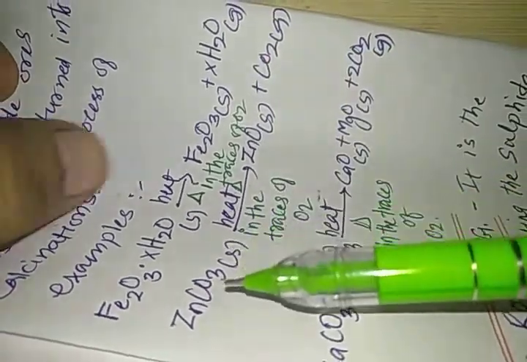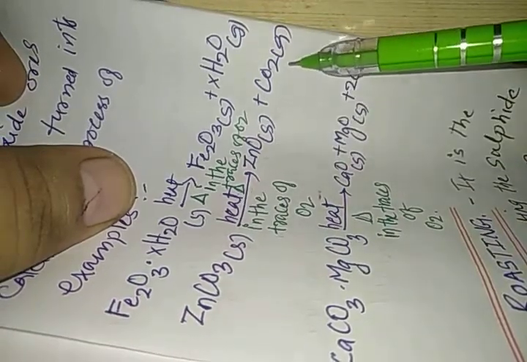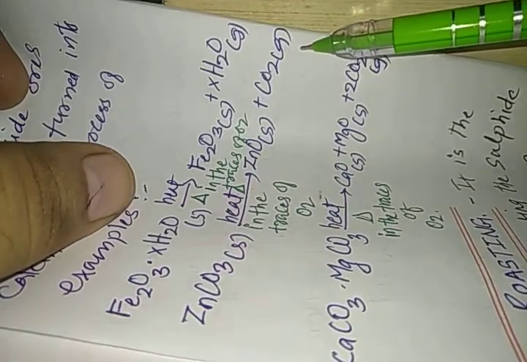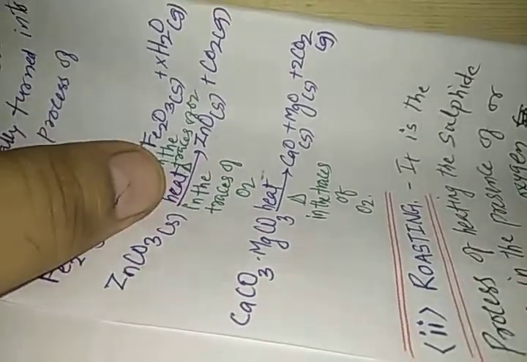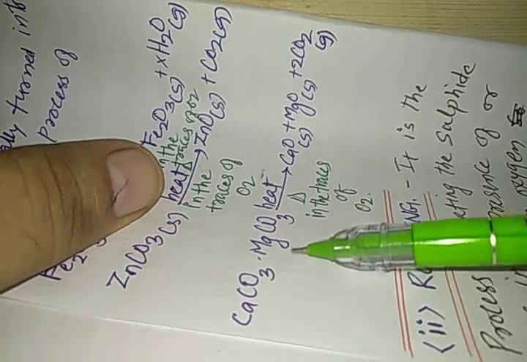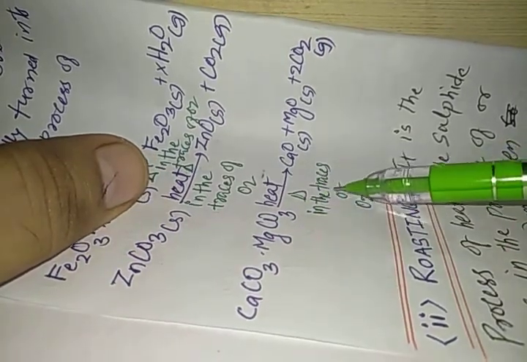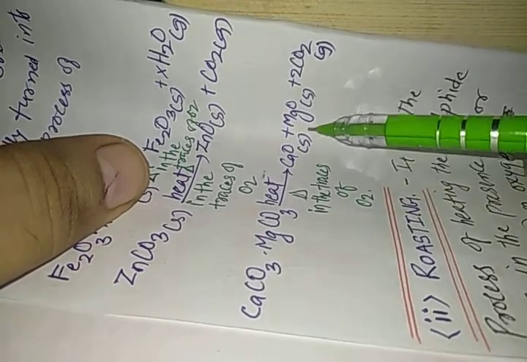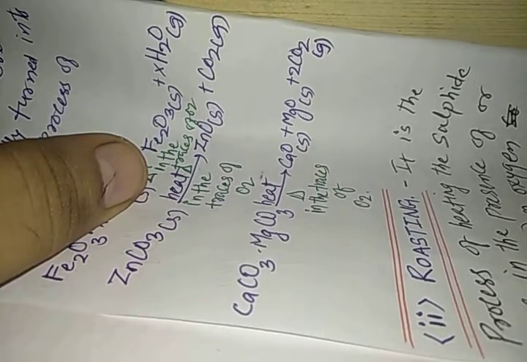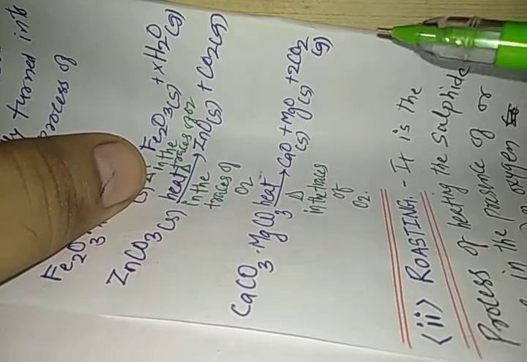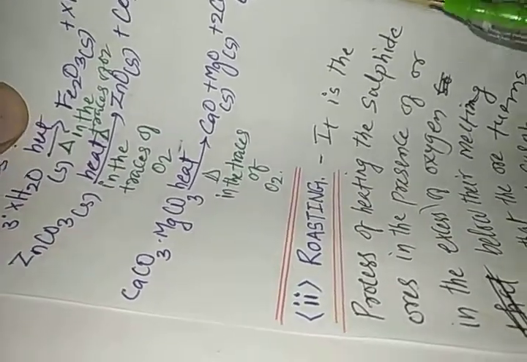In the same way, zinc carbonate, when heated in the traces of oxygen, gives zinc oxide and carbon dioxide. Carbon dioxide is a gas, which is the volatile matter, and leaves the reaction mixture. In the same way, if you have a mixture of calcium carbonate and magnesium carbonate and we heat it in the traces of oxygen, we get calcium oxide, magnesium oxide, and 2CO2. The CO2 leaves the reaction mixture. So this is how we can understand calcination.